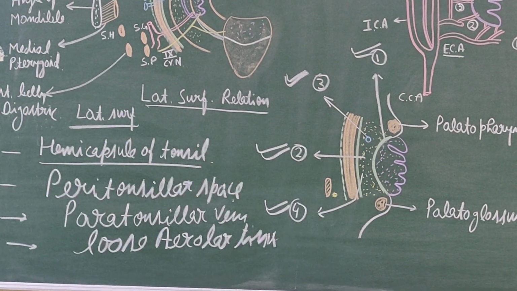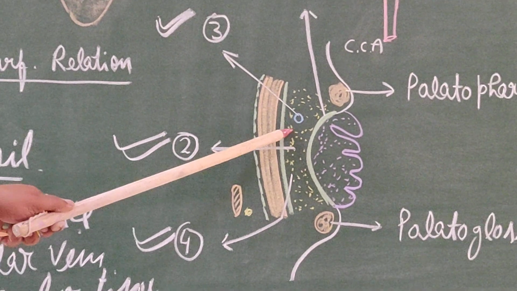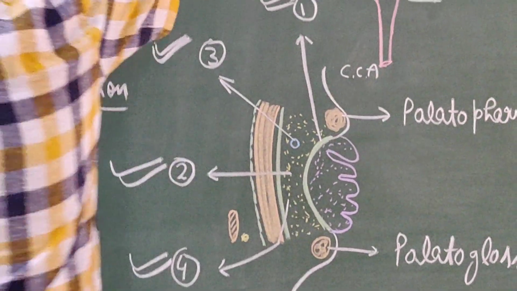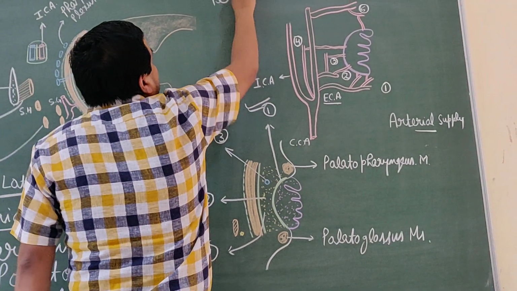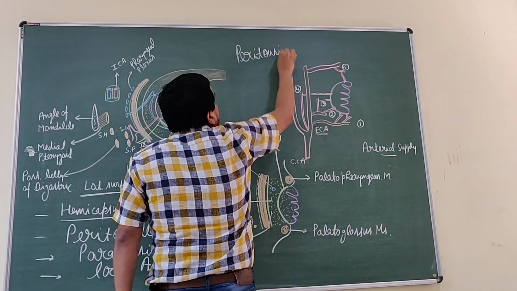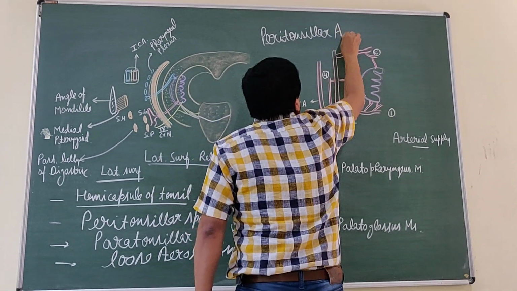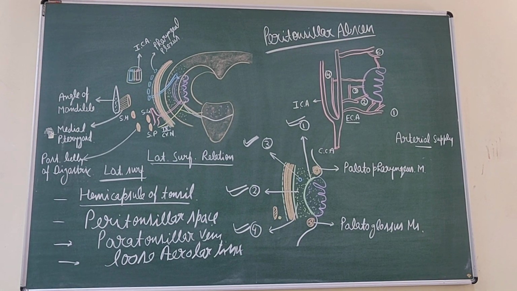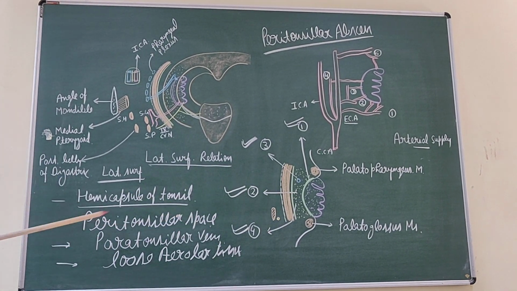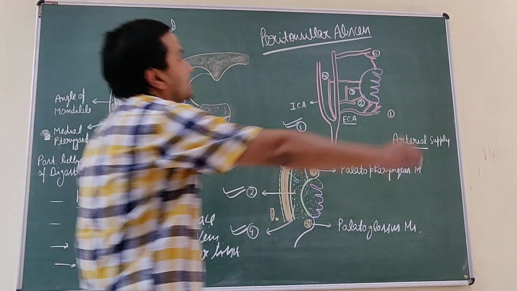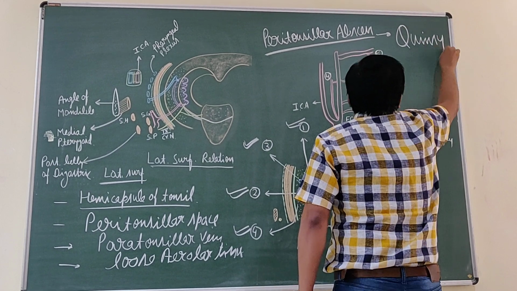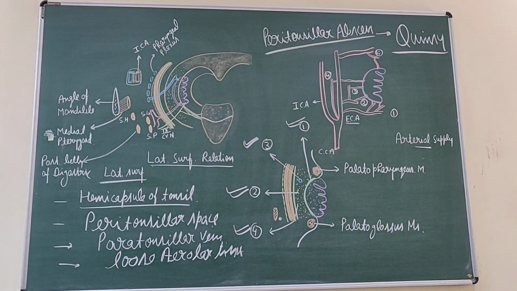This space is the site for the collection of pus in case of infection of the tonsil, and this is known as the peritonsillar abscess. Peritonsillar abscess is when the pus is collected in this space, that is the peritonsillar space, and this is also known as the quinsy. It is the quinsy, this condition.